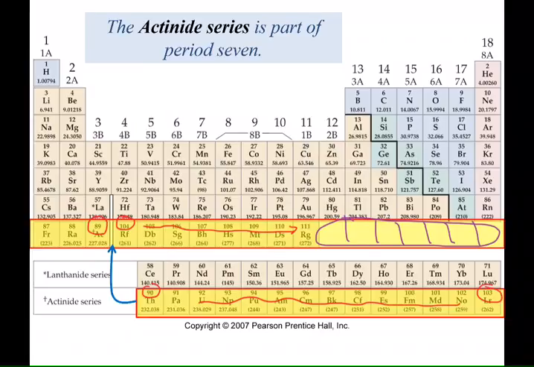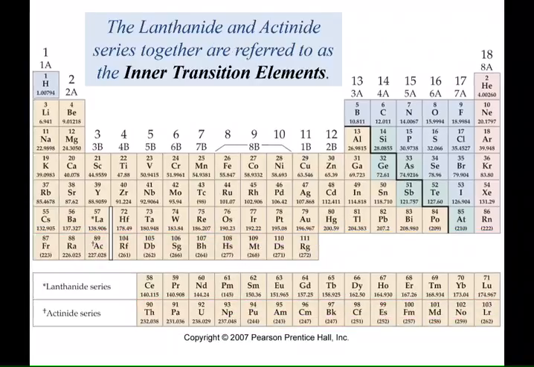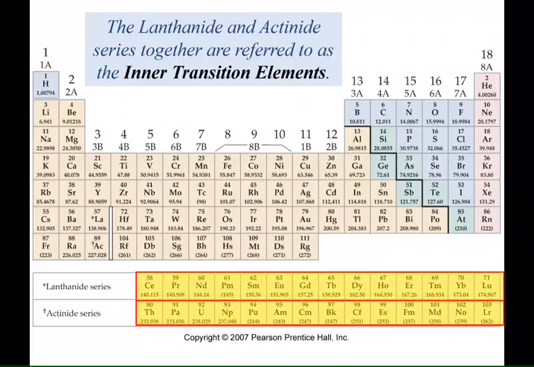So there we go. What else do we have? Those two down there are actually called the inner transition metals. So collectively, the lanthanide series and the actinide series are the inner transition metals. I'll buy that.